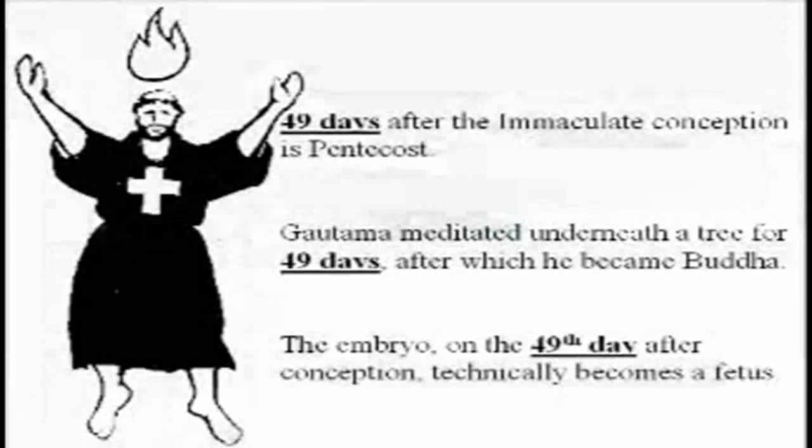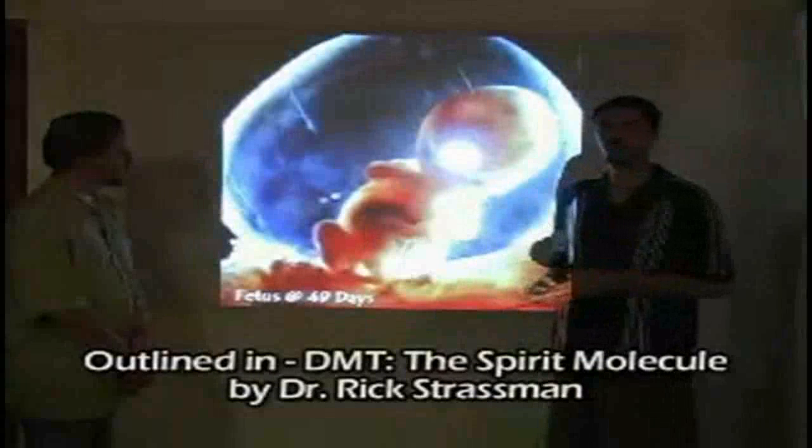Gautama meditated underneath a tree for 49 days, after which he became the Buddha. The embryo on the 49th day after conception technically becomes the fetus. So there is a 49-day period. It happens over and over again, and it also happens within our human body. Here's the human fetus at 49 days. The human fetus is not a fetus before this, it is an embryo. So on this day we actually become a human.